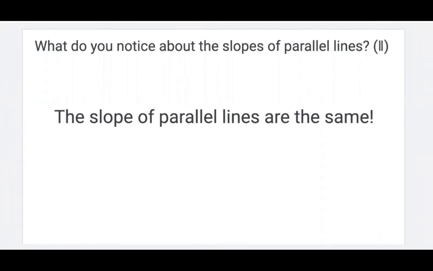Now, as you recall, the last two examples that we've done covered parallel lines. Now that we've looked at the slopes of parallel lines, what do you notice about them? Looking at our last two examples, we saw that the slopes of parallel lines are the same. So in this case, the relationship between slope and parallel lines is that the slope of parallel lines will always be the same.